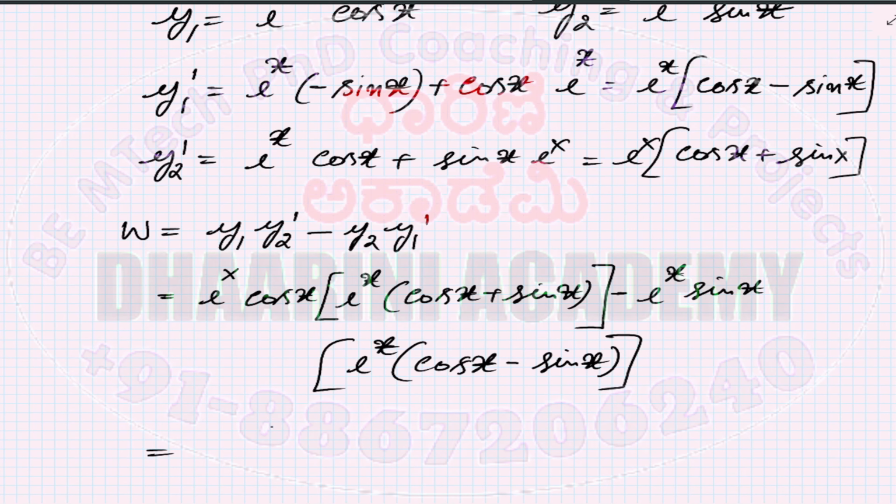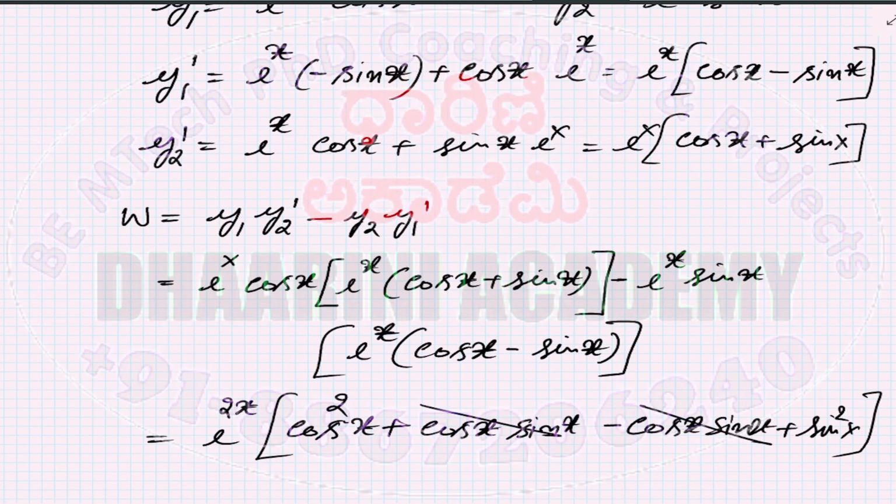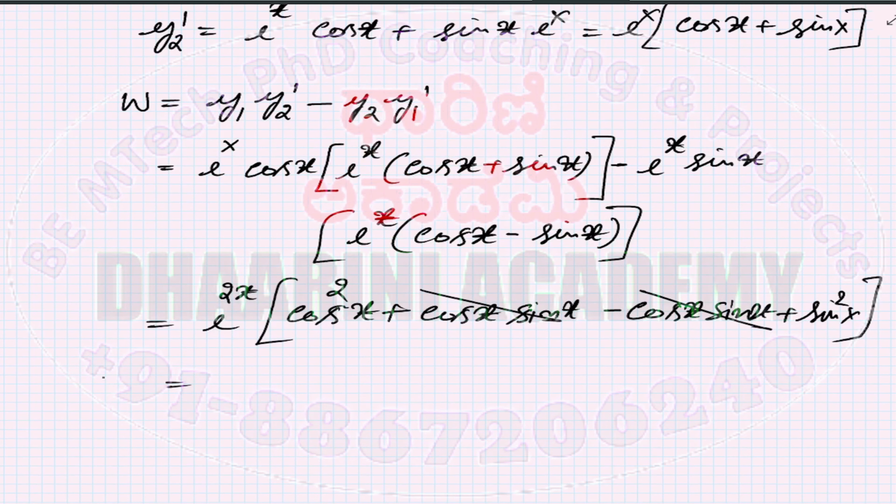So this is equal to, let's multiply term by term. So there is e to the x common. I'll take e to the x into e to the x as e to the 2x into, so we have cos square x plus cos x sin x, then minus cos x sin x, minus of minus is plus sin square x. So this and this term will cancel. Cos square x plus sin square x is 1. So we have the w given by e to the 2x.